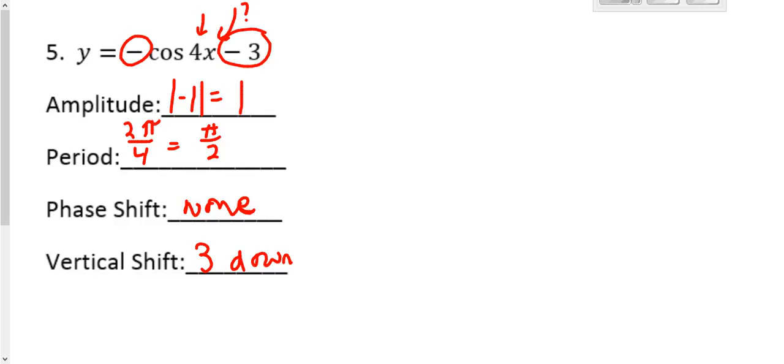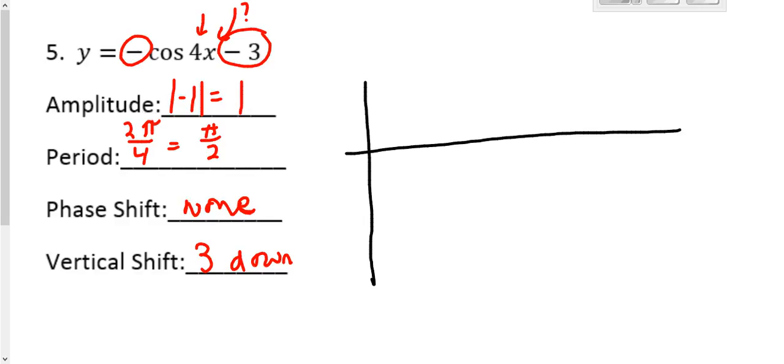From there, we can make a graph. So there is no phase shift, so once we draw the period on the graph, we don't have to worry about moving those numbers around anymore, so I don't need any room on the negative side of my x-axis. So it is going to go to pi over 2 and 0. Halfway in between 0 and pi over 2 is pi over 4. Halfway in between 0 and pi over 4 is pi over 8. And halfway in between pi over 4 and pi over 2 is 3 pi over 8.